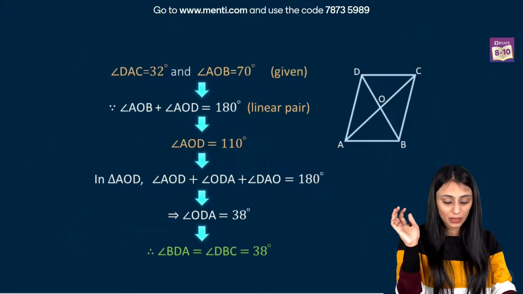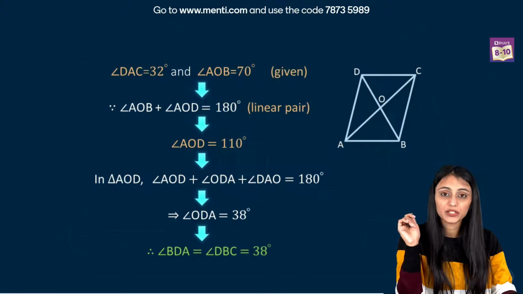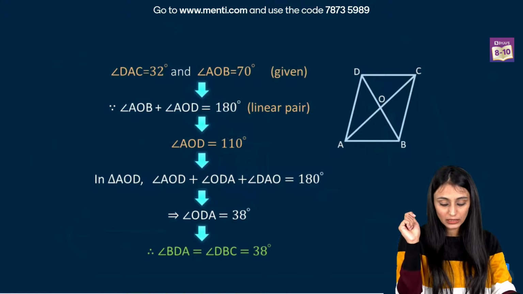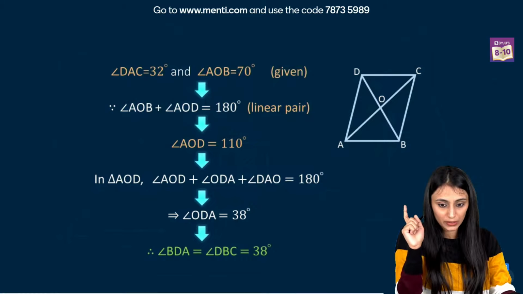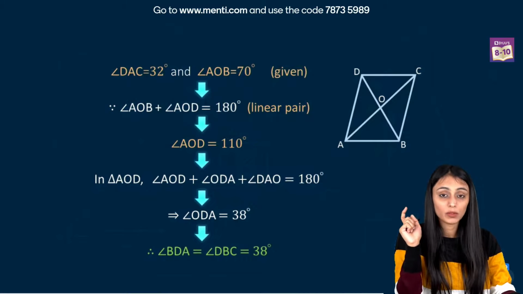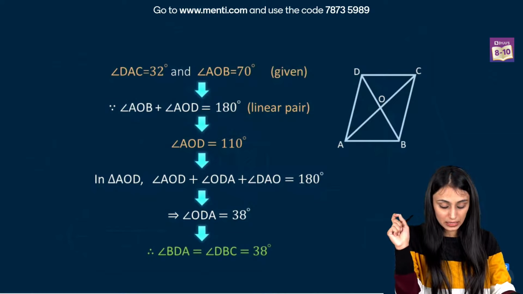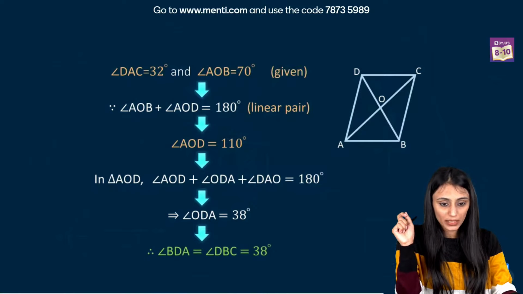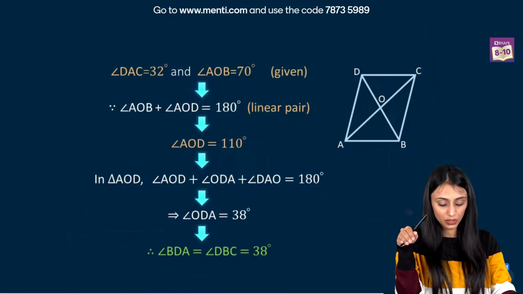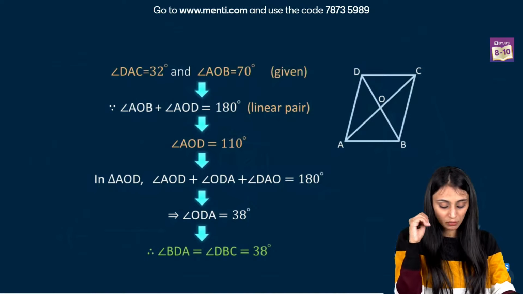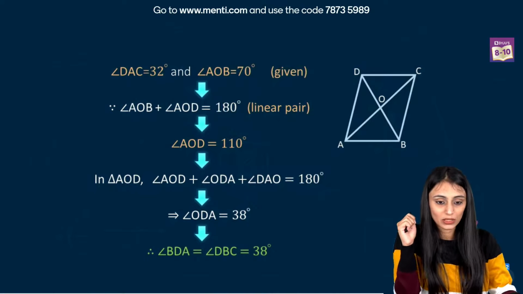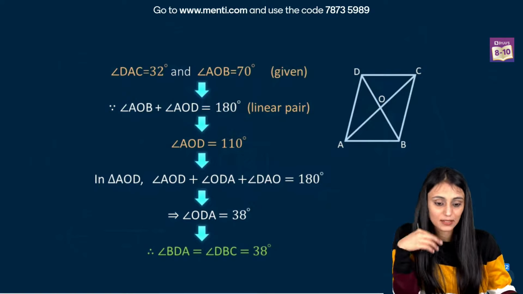So this is the parallelogram that we have. These are the diagonals AC and BD. Now angle DAC is given, that's 32 degrees, and angle AOB is 70 degrees. So angle AOB plus angle AOD would be 180 degrees, as a linear pair is formed here. So angle AOD would be 110 degrees. Now in this triangle AOD, the sum of all the angles equals 180 degrees, right? So angle ODA is 38 degrees. Put the values here, that would be 38 degrees. So angle BDA and angle DBC are both equal, they are 38 degrees.